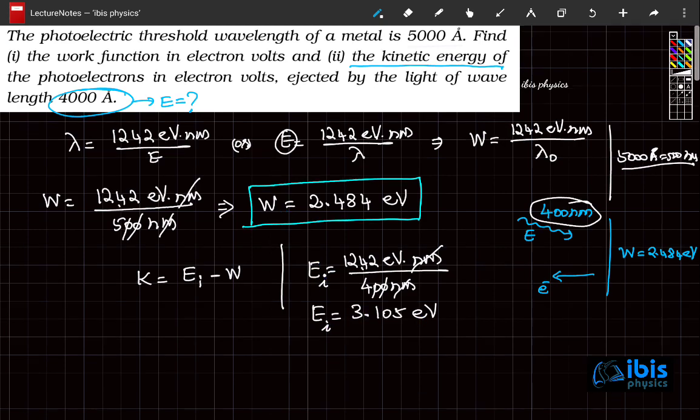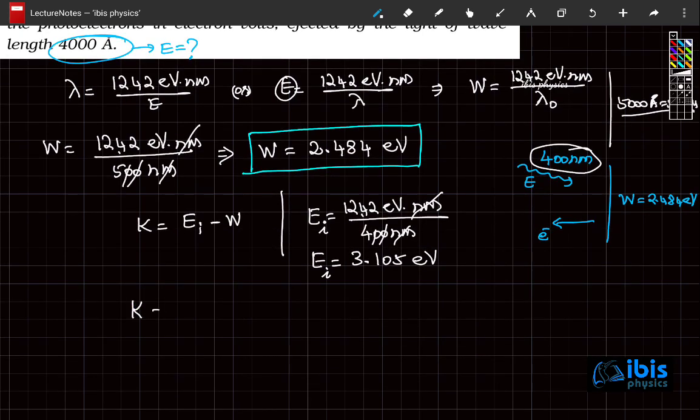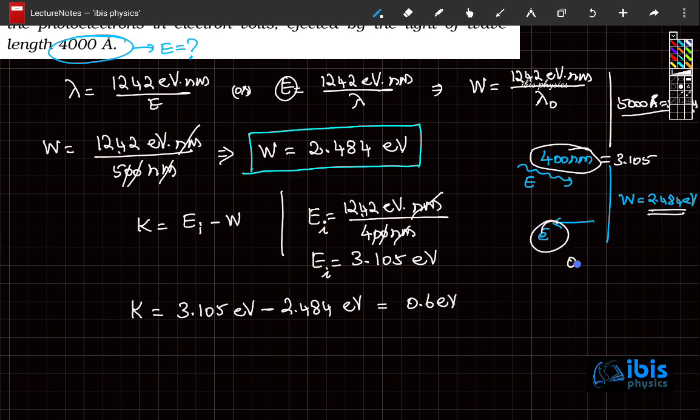This is the work function. Hence the kinetic energy of the photoelectron is the incident energy, which is 3.105, of which this much energy will be gone in overcoming the work function. So the remaining energy will be this energy minus this energy. So it is 3.105 electron volt minus 2.484 electron volt. That is roughly 0.6 electron volt. So the kinetic energy of the electron is 0.6 electron volt.